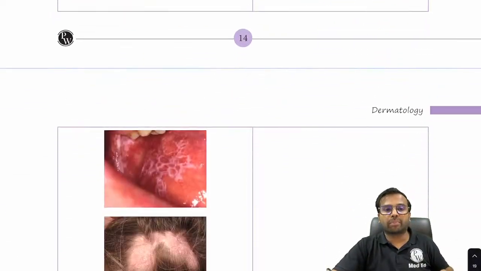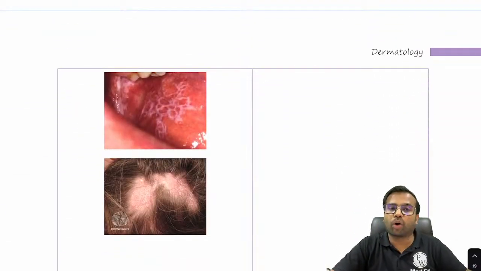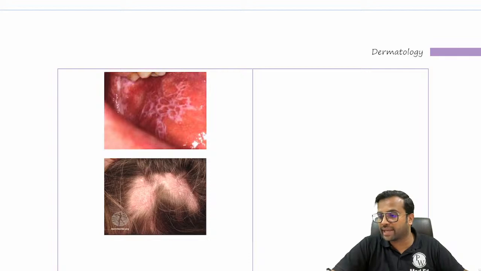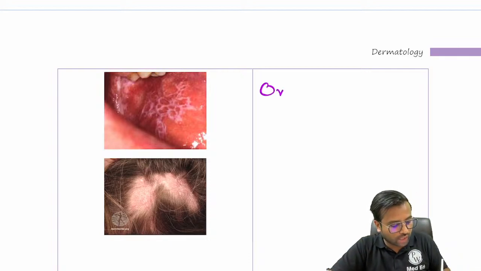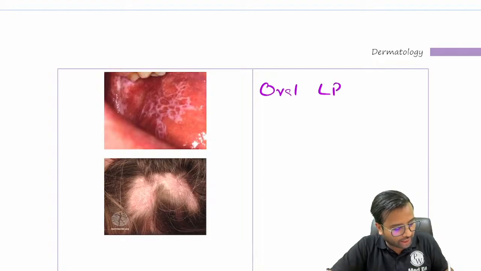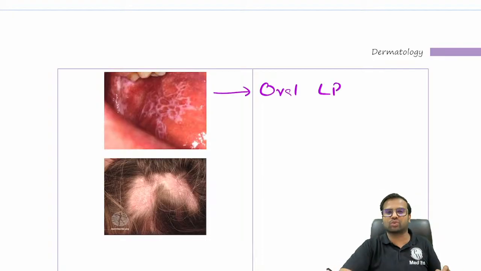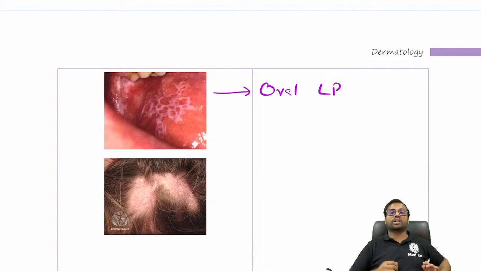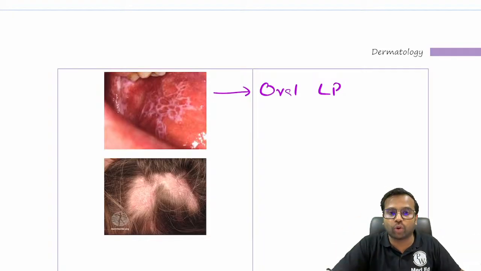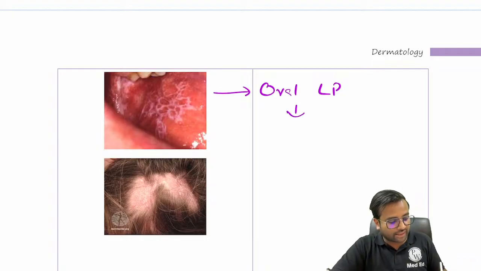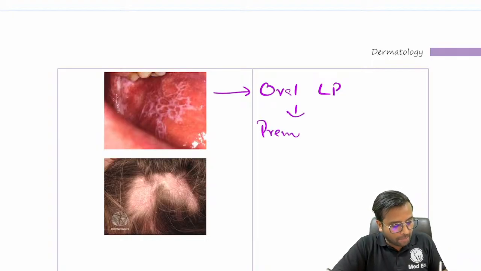And in lichen planus, what is the significance of involvement of the oral mucosa? Why is the physician very concerned whenever you see a patient with lichen planus, especially in the oral mucosa? The reason is that this is a pre-malignant condition.